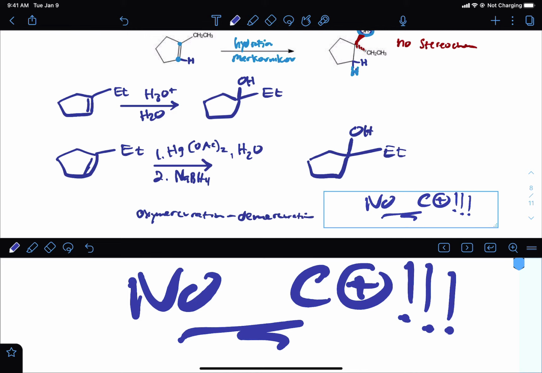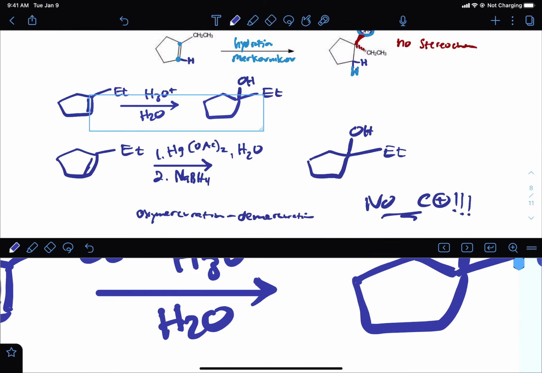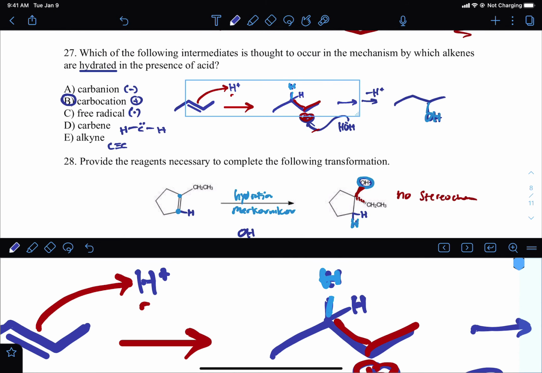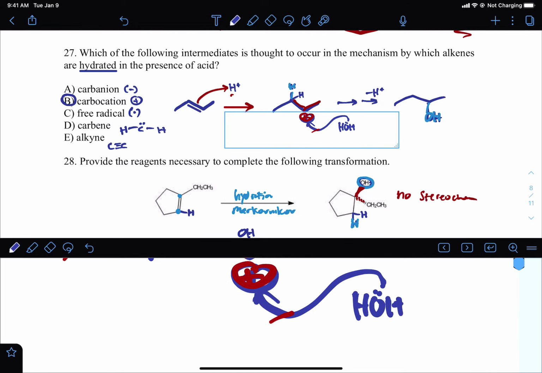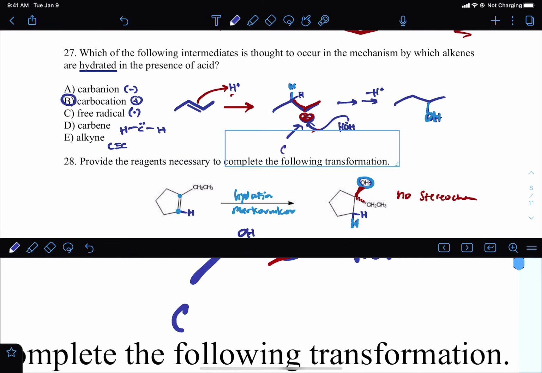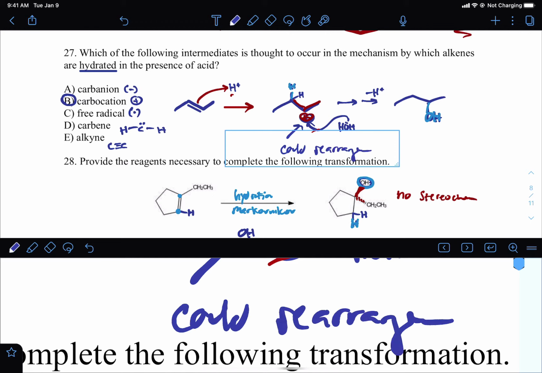If you use this acid catalyzed hydration, then you do get cations. Okay. And so you have to look out for rearrangements. Could rearrange. So you have to ask yourself when you're doing these types of problems, if I use the acid-based mechanism, will it rearrange? And do I want that rearrangement? Because maybe you do. Maybe you want the hydration and the rearrangement.